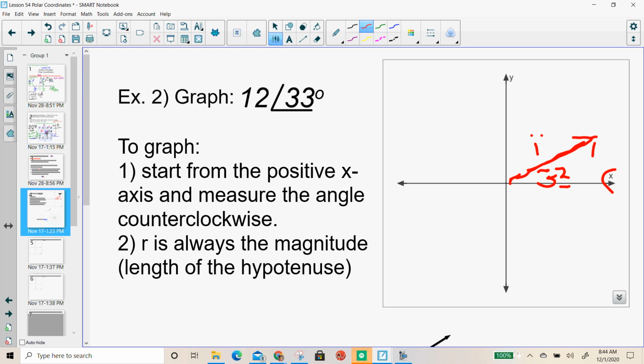And then I'm going to label that this is 12 units long. And now I have graphed that. All that one said for me to do was to graph it. That much makes sense to everybody.